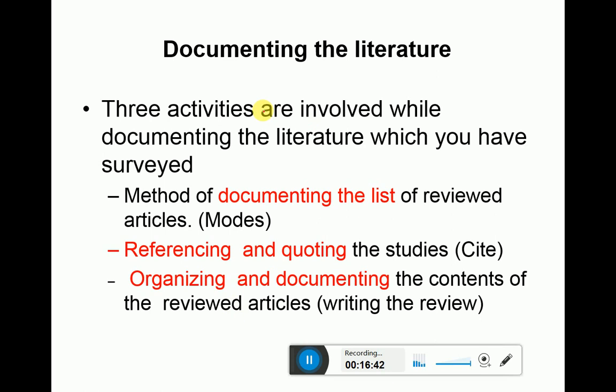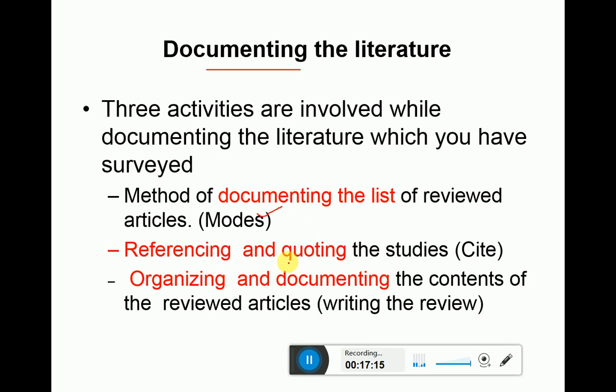For example, when we study the literature review, and then write it down in the form of a book or in the form of notes, that is known as documenting the literature. There are basically three steps. Number one, the method of documenting the list of reviewed articles. That is known as modes of documenting. Modes of documenting means style of writing. Next is referencing and quoting.